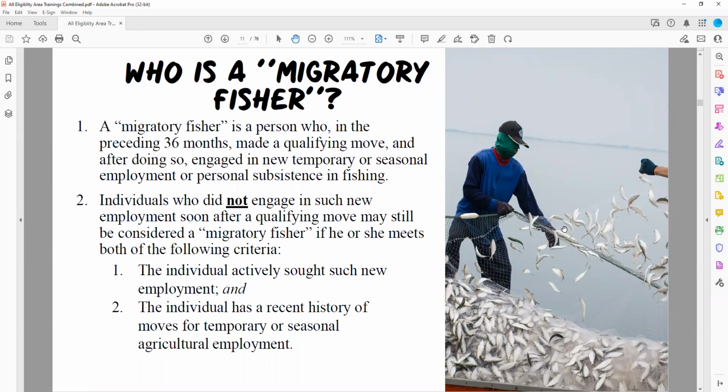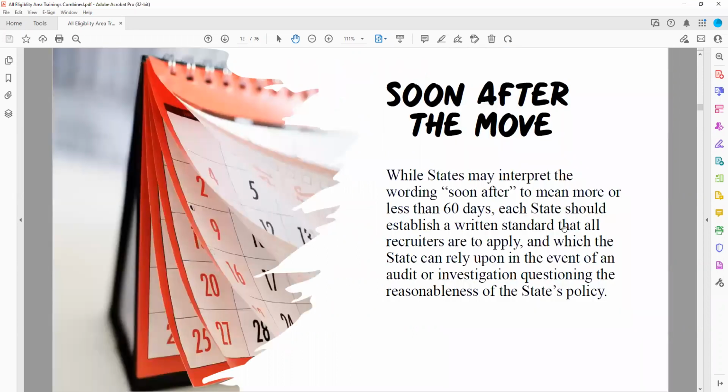So this is new. Let's say you meet a worker and he tried to get a job as a fisher, but he wasn't able to obtain it. You can look back and see if they have a recent history of moves for doing the same type of thing and see if that exists. So when we talk about soon after, that they have to get a job soon after the move, that's within 60 days. Our program guidance talks about that generally, that it's 60 days that they're trying to get within.